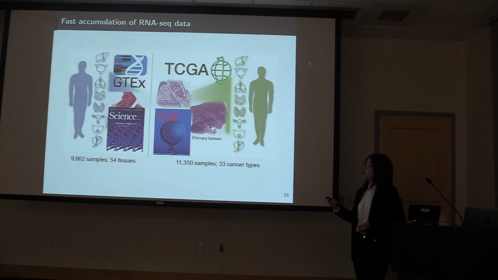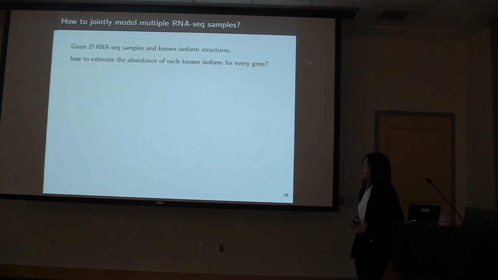repositories. For example, the GTEx database contains more than 9,000 samples coming from 54 normal tissues. And the TCGA database contains more than 10,000 RNA-seq samples coming from 33 cancer types. So it would be great if we can have a tool to help us integrate the information from multiple RNA-seq samples. More formally speaking, our question is, given D RNA-seq samples and known isoform structures, can we estimate the abundance of each isoform for every gene?